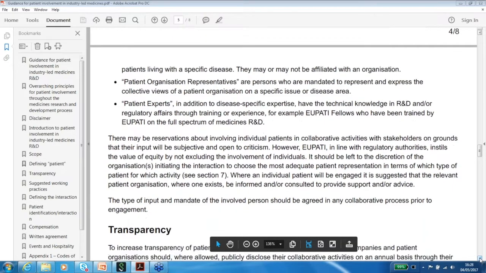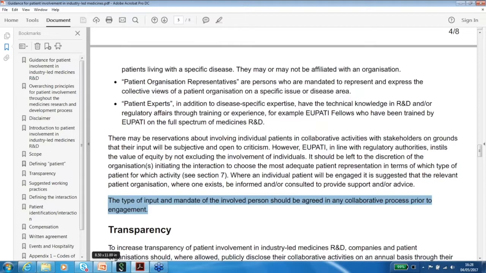Sure, okay. There's one other key point I want to make before I move on to transparency, which is this last sentence here: the type of input and mandate of the involved person should be agreed in any collaborative process or engagement. I think that's really important. It should be really clear, to make sure that the patient's expectations are managed and the person who's organising the interaction manages their expectations as well. I think that's really key.